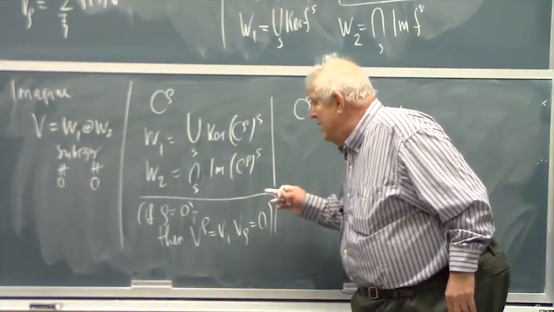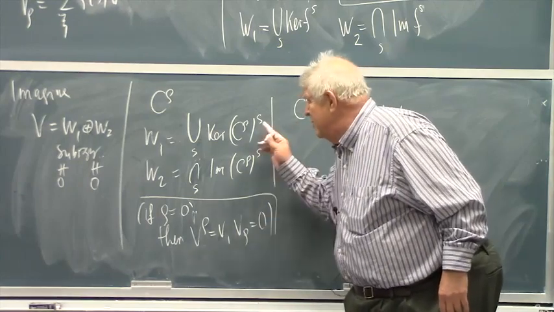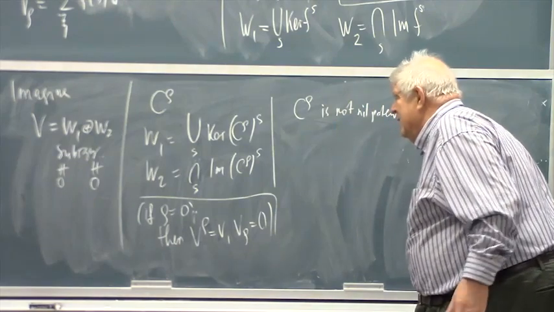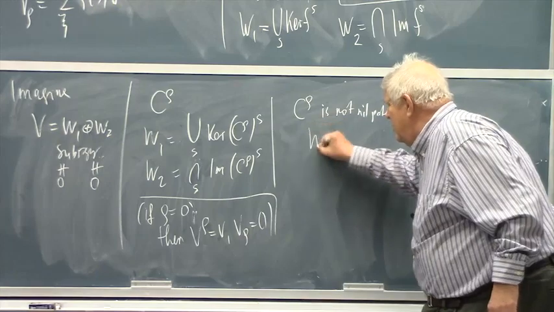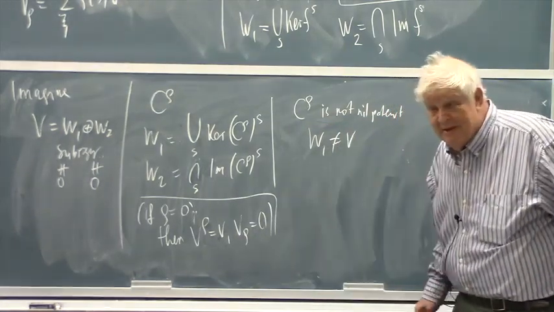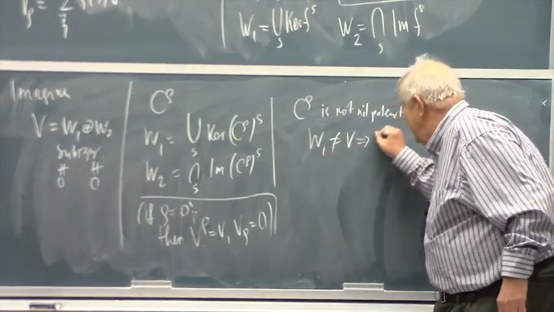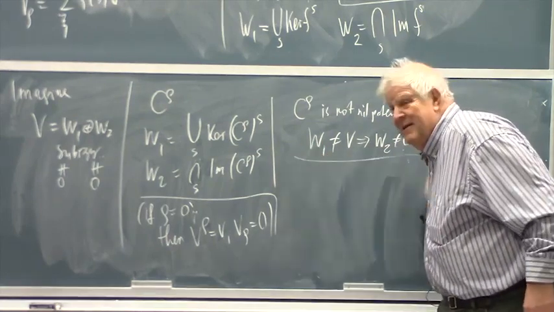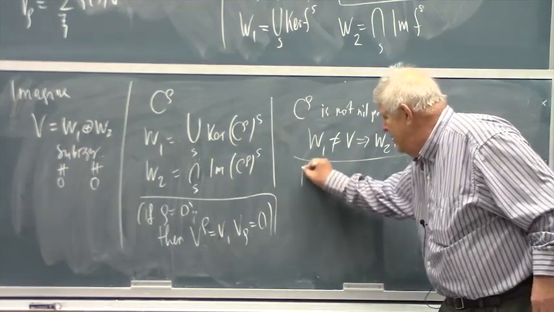So its power is not 0. This means that for some s, W1 is not V. If W1 is V, then it is nilpotent. It's the same thing, right? If it is not V, then W2 is not 0, right? So there remains only one case. What to do?